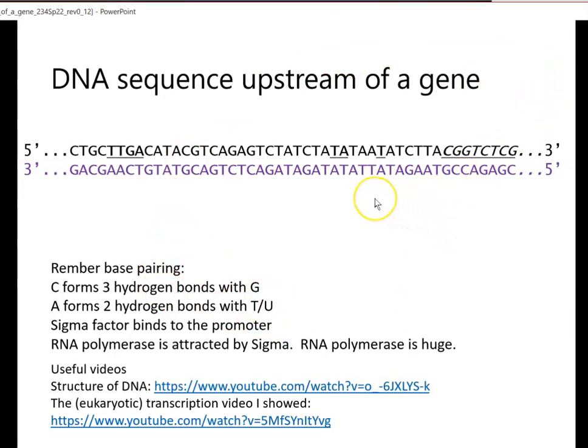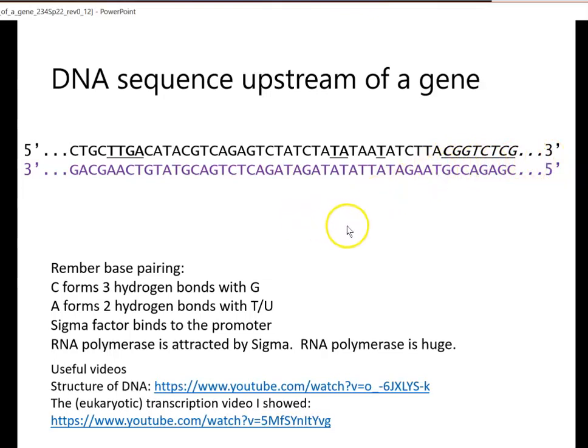Remember I showed you this sequence, TTGA and then TATAT. That's the sequence the sigma factor is looking for. And then what we're going to see is, starting 7 bases later, that's the beginning of the gene. That's where the messenger RNA is going to actually start. So we're going to see the messenger RNA that just matches this sequence. And it's going to start here and go to the right.